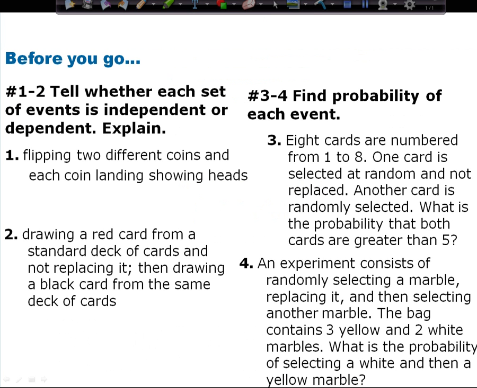Alright, I want you to go ahead and work each one of these before you go. So there are 4. On 1 and 2, you're just telling me independent or dependent and telling me why. And on 3 and 4, you're actually finding the probability of each one of those events. So go ahead and pause your video and try 1, 2, 3, and 4.